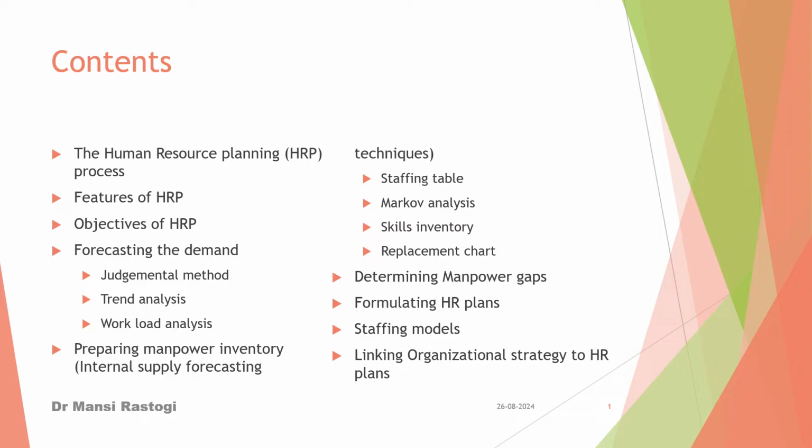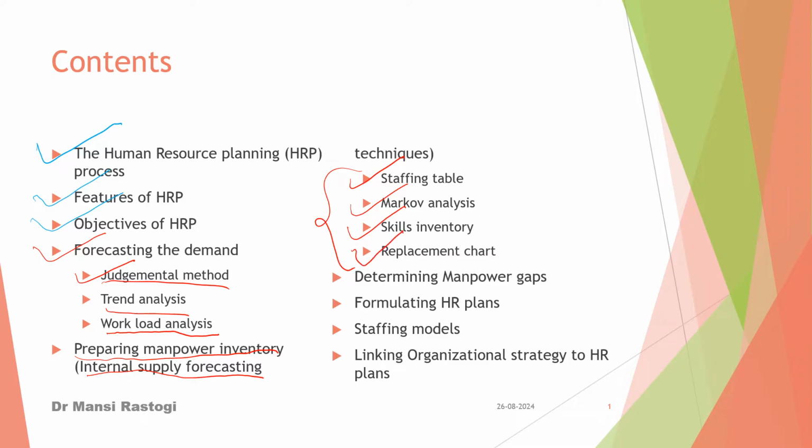The presentation includes the human resource planning process, features of HRP, then I would be covering the objectives of HRP, then forecasting the demand. We are going to cover three methods. Number one, judgmental method. Number two, trend analysis. Number three, workload analysis. And after that, the next step of HRP, that is preparing manpower inventory, where we are going to talk about internal supply forecasting. In this, we are going to cover four techniques. Number one, staffing table. Number two, Markov analysis. Number three, skills inventory. And number four, replacement charts. Then we are talking about determining the manpower gap.